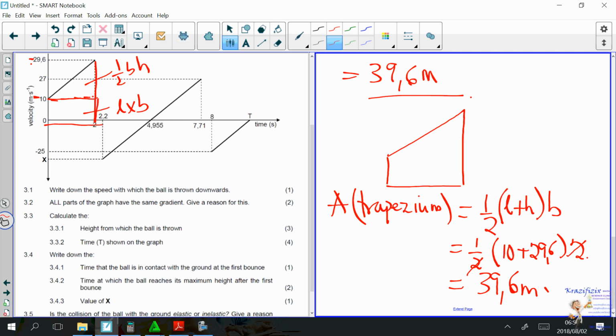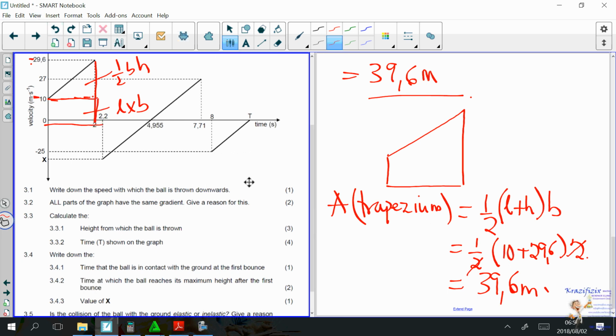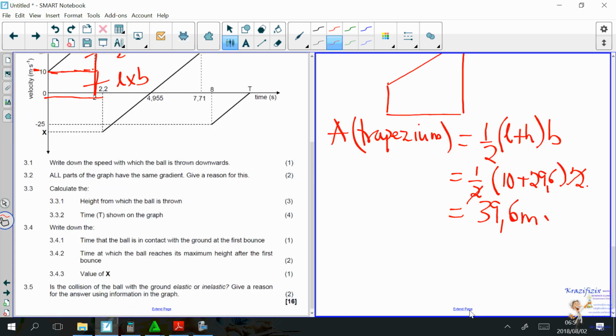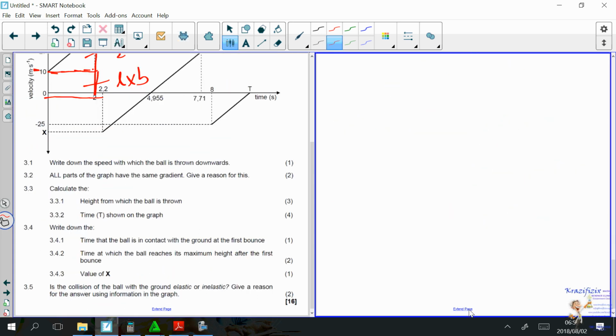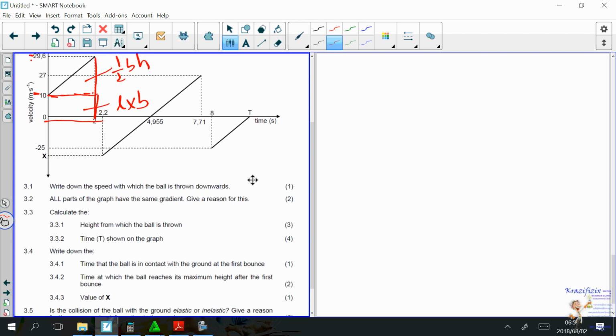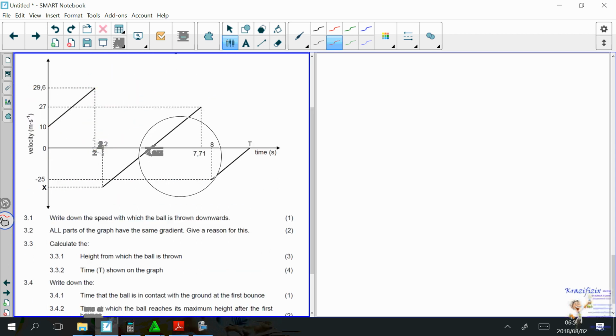Let's look at 3.4.2. We're already on an hour mark. The question says, calculate time t shown on the graph. Okay, let me bring the graph close. T. What do you notice about t? T is the final here.